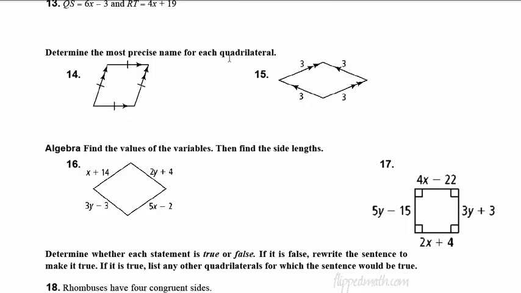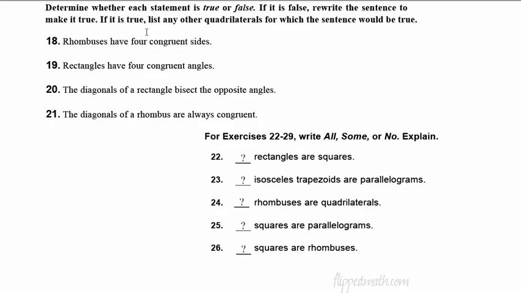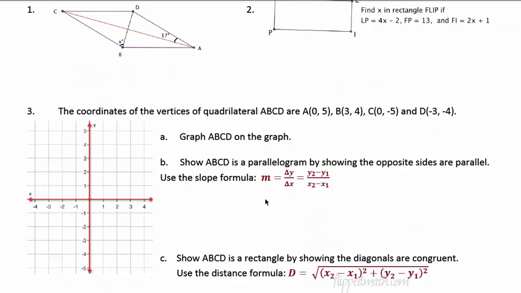Find the most precise name. That's like above. And for 16 and 17, assume these are rhombuses. It doesn't say that, so what do you know about rhombuses? And then you have to figure out some logic here. All right, so that's it.